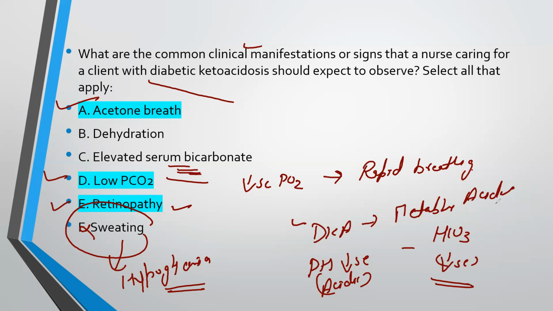Because diabetic ketoacidosis is a condition of metabolic acidosis, and in metabolic acidosis, pH is directly proportional to bicarbonate. So if pH decreases, bicarbonate will also decrease. So elevated serum bicarbonate is not the option because there will be a decline in the serum bicarbonate. And dehydration is also not a feature of diabetic ketoacidosis because dehydration is a condition related to hypoglycemia. So there are three right answers: acetone breath, low partial carbon dioxide, and retinopathy.